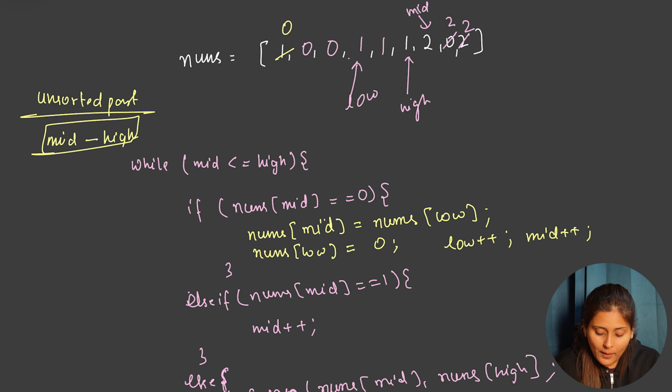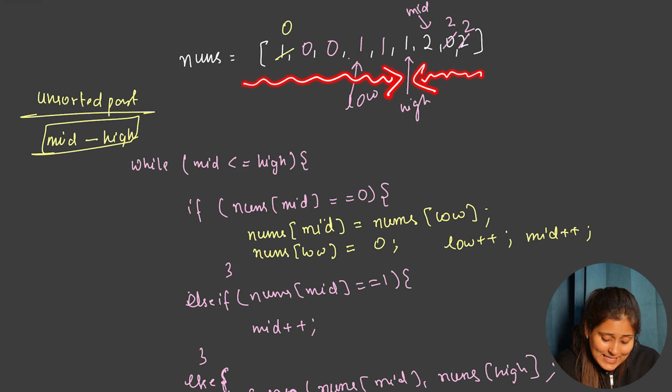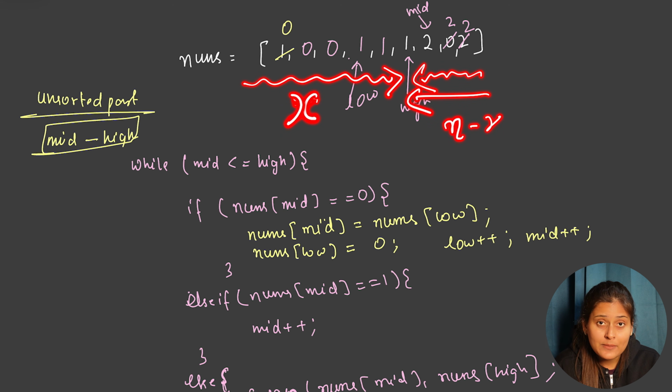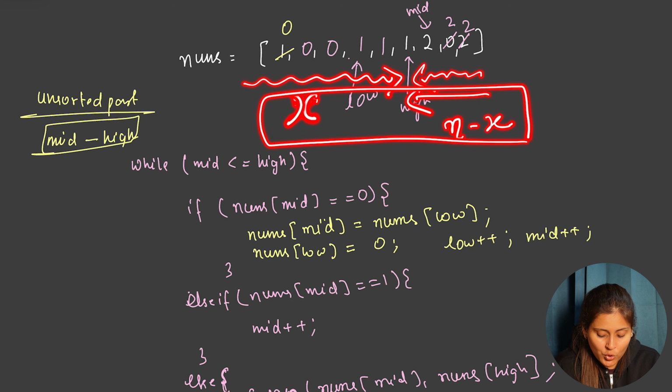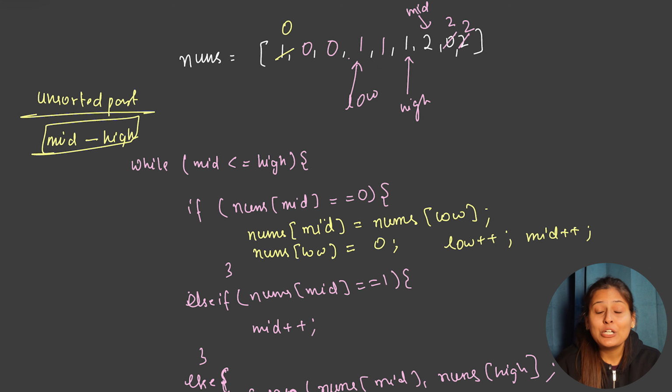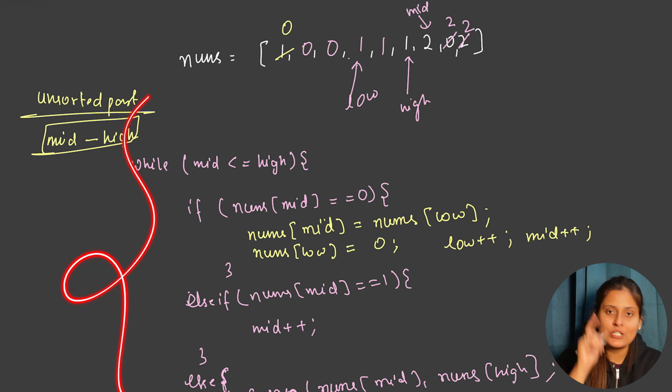And we are waiting for mid to cross high. So in total, don't you think we actually wanted our mid to cross n minus 1? But at the same time, high was also moving from the right side and low from the left side. So if mid has moved x distance, high would have moved a total of n minus x distance, correct? In total the while loop has run x plus n minus x, so O of n time complexity. Hence this code will run in just one pass.